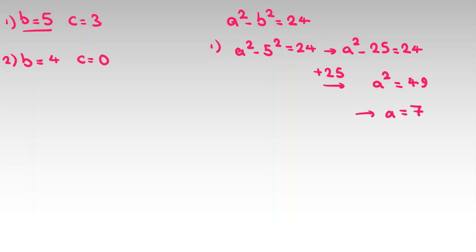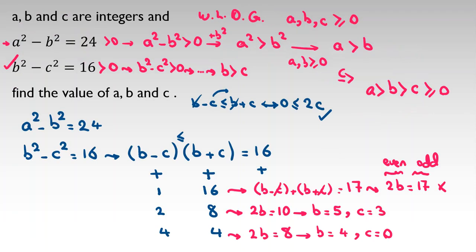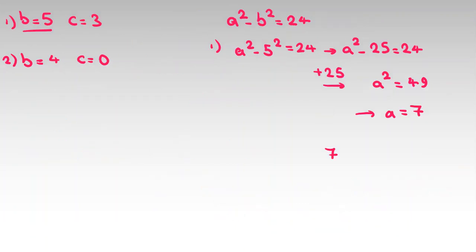So we found one answer, A is 7. As I said at the beginning of the video, we consider all of them greater than or equal to 0 without loss of generality, and at the end we consider plus or minus, because it works. Plus or minus 7 for A, plus or minus 5 for B, plus or minus 3 for C. We have 8 answers, with each of them plus or minus.